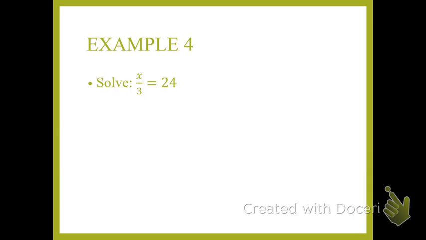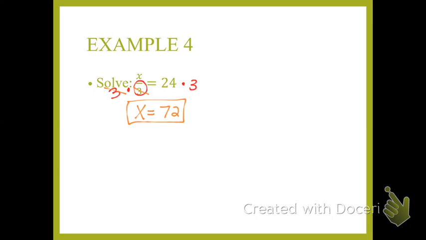Next, we've got x divided by 3 equals 24. The x is not by itself because right now it's being divided by 3. The inverse of dividing by 3 is multiplying by 3. So I'm going to multiply both sides by 3. When you do 3 divided by 3, you get 1x, or in other words, those 3's end up canceling out. 24 times 3 gives me 72.